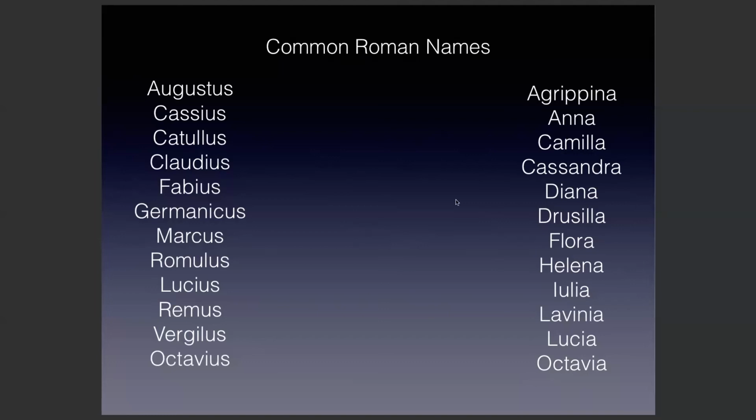All right, so let's start with the names for men. Augustus, right? Cassius, Catullus, Claudius, Fabius, Germanicus, right? Remember, not J. There's no J sound with this letter, right? It's G, Germanicus, not Germanicus. In English, we say Germanicus, but we're not speaking English, right? It's Latin pronunciation. So Germanicus, Marcus.